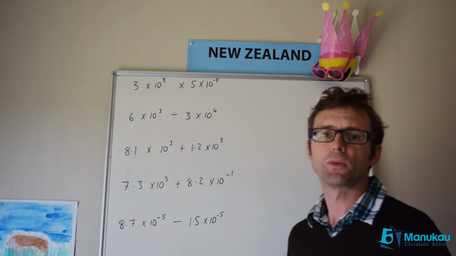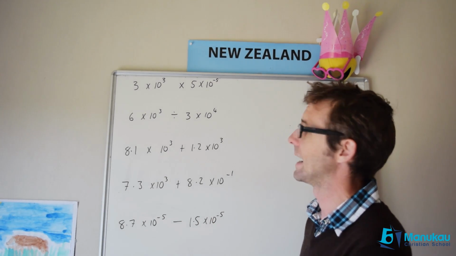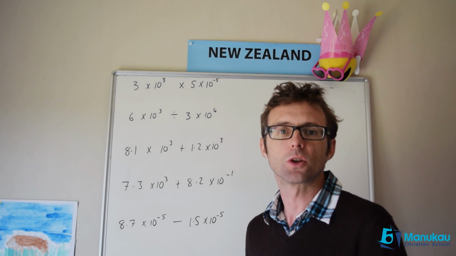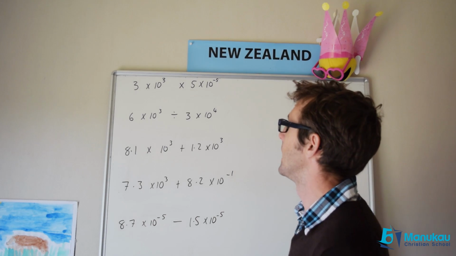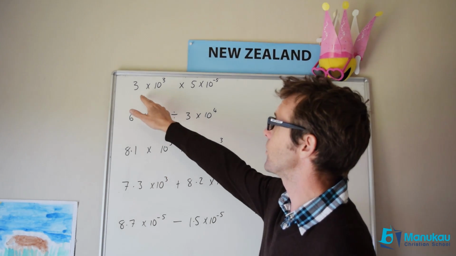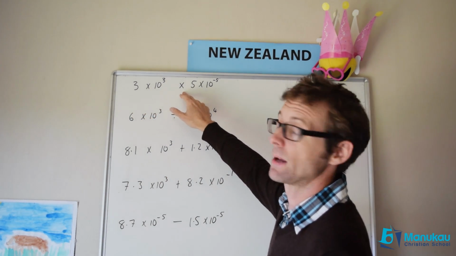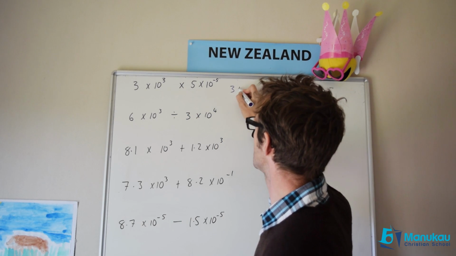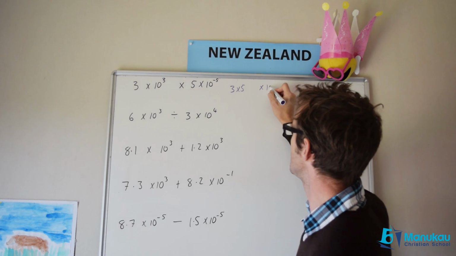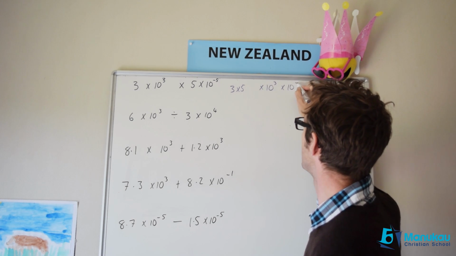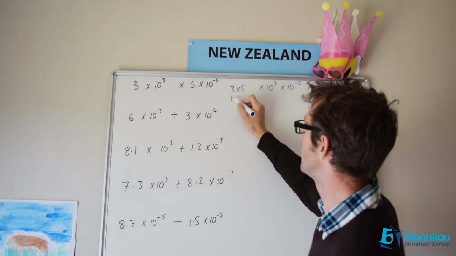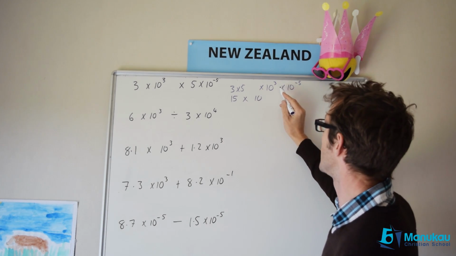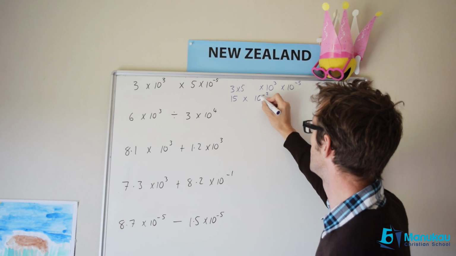Some of the problems in the exercise will require us to work with numbers in standard form. I know you can do this in your calculator, but it's also good to be able to do it in your head or in a written way. So we've got 3 times 10 to the power of 3, and we're multiplying that by 5 times 10 to the power of negative 5. Another way of thinking about this is 3 times 5 times 10 to the power of 3 times 10 to the power of negative 5. So we have 15 times 10, and we use our index rules when we're multiplying. We add the indices, to the power of negative 2.